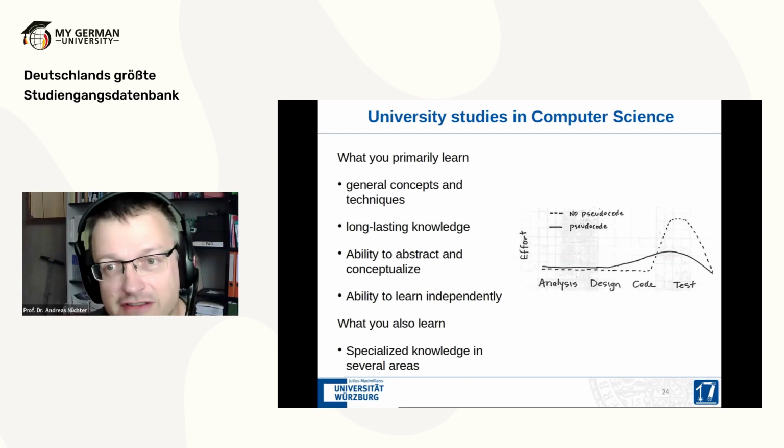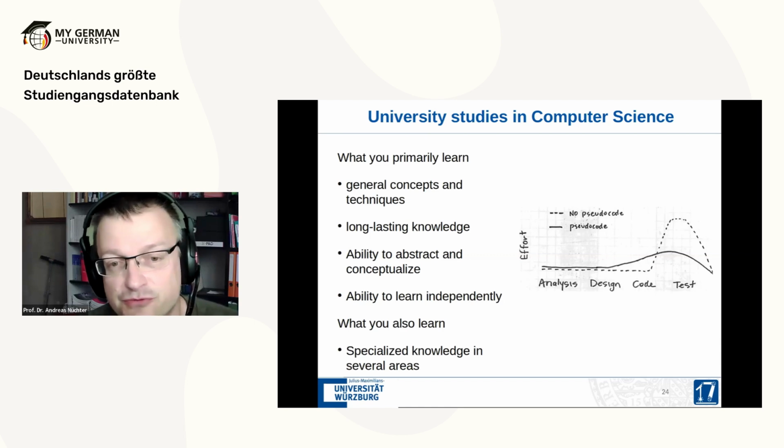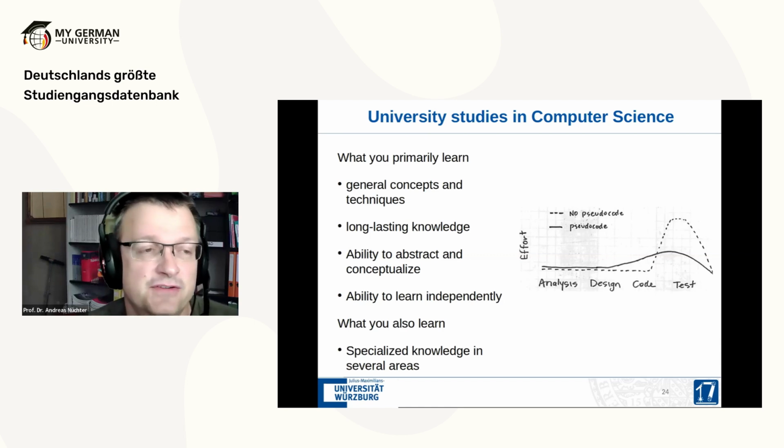What you also learn is specialized knowledge in several areas. For me, robotics and aerospace informatics, but if you are interested in software engineering or secure software systems or theoretical computer science or algorithms, you all learn specialized knowledge in several areas here.